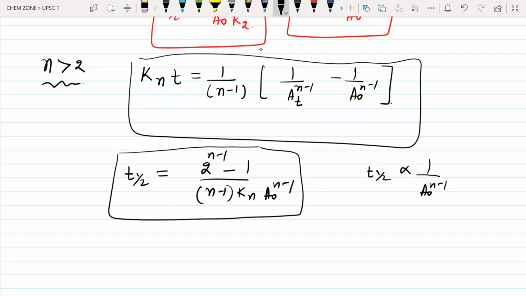Now we need to discuss the problems, numerical problems specifically, which are asked from second order equations. I will make a separate video on that.